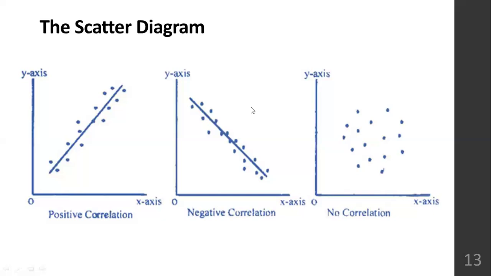So first you have to collect pairs of data. Then you have to draw a graph of the dependent variable and independent variable. Then you plot the points of the pairs of data, and then you see where the points are moving. Is it going upwards? Is it coming downwards? Or is it just scattered around?